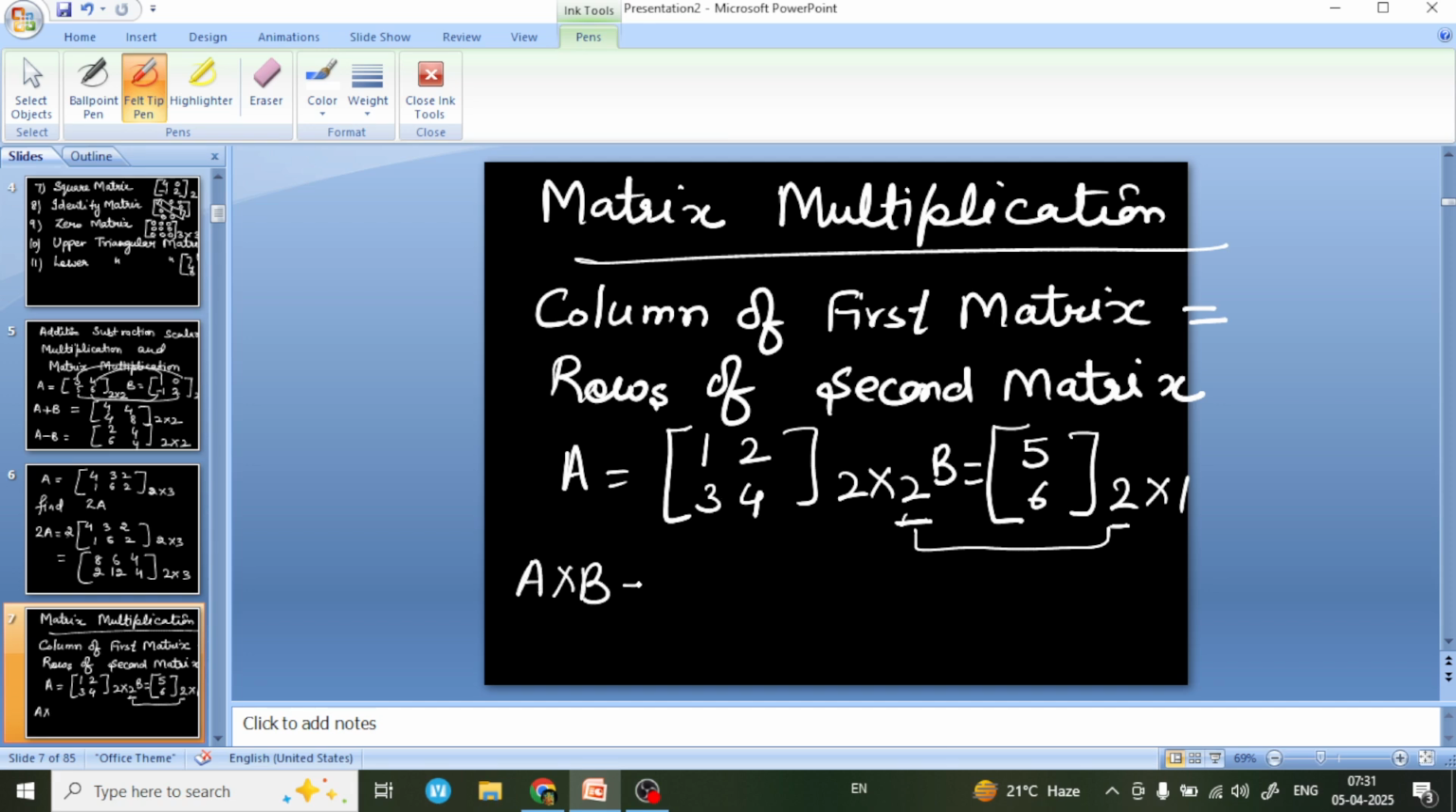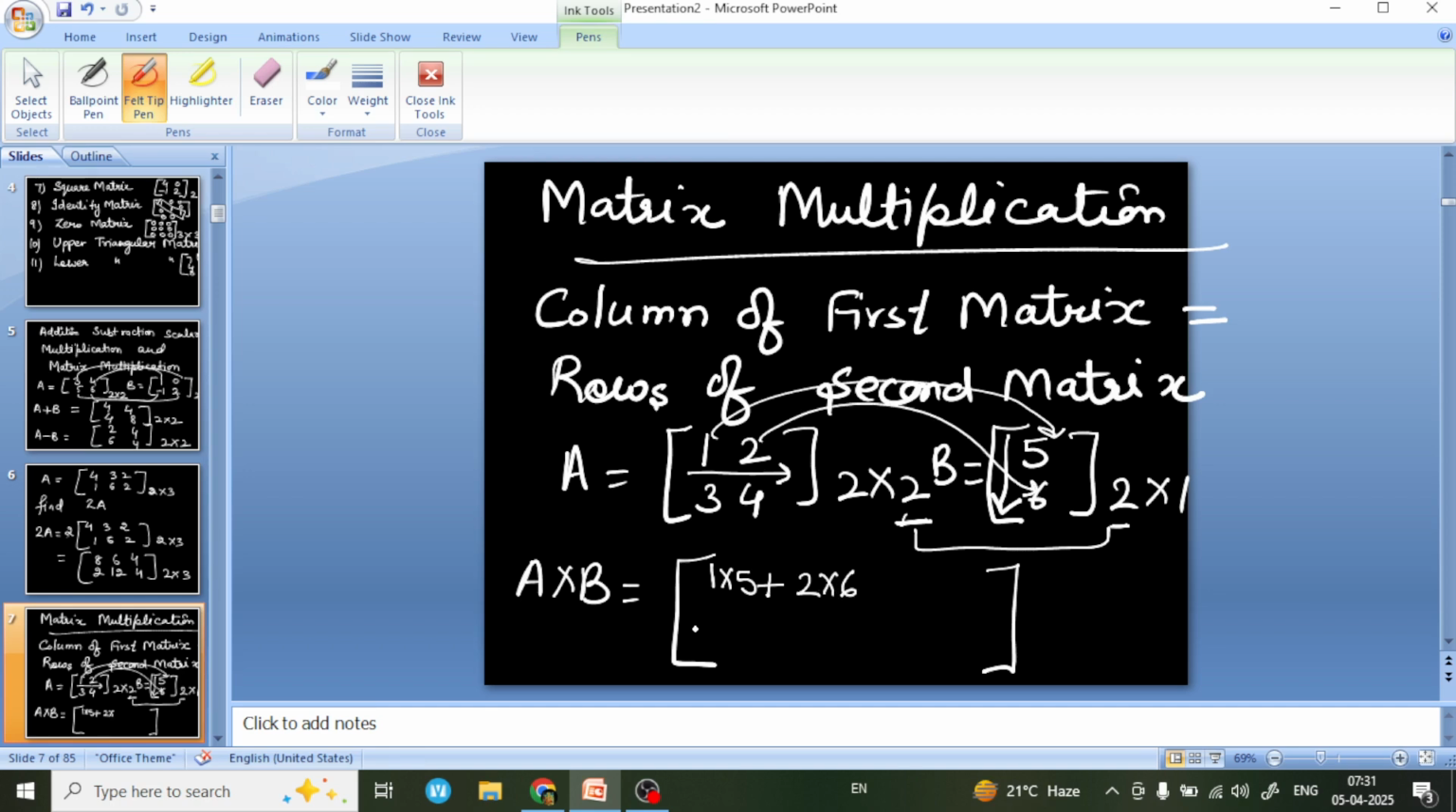A multiply B. How can you multiply? You take the first row, first column: 1 multiply 5, then put a plus sign, 2 multiply 6. And in the second row, first column: 3 multiply 5, then put plus, and 4 multiply 6.